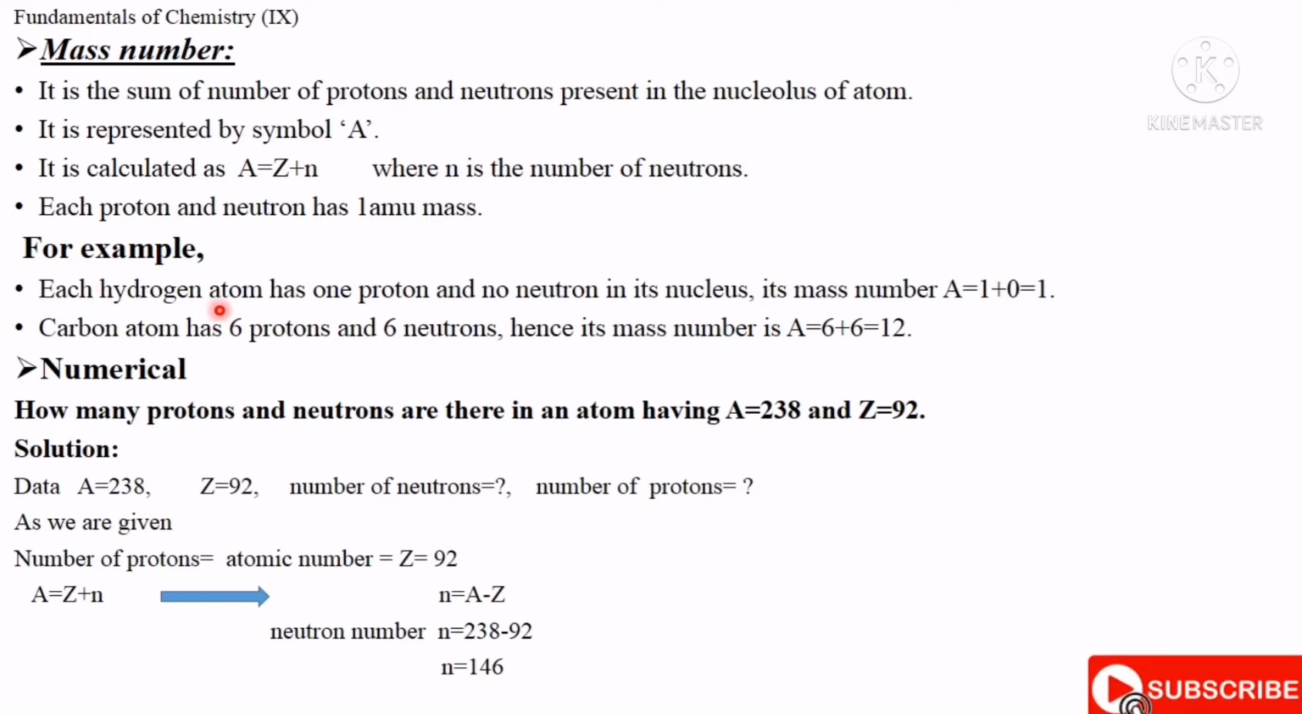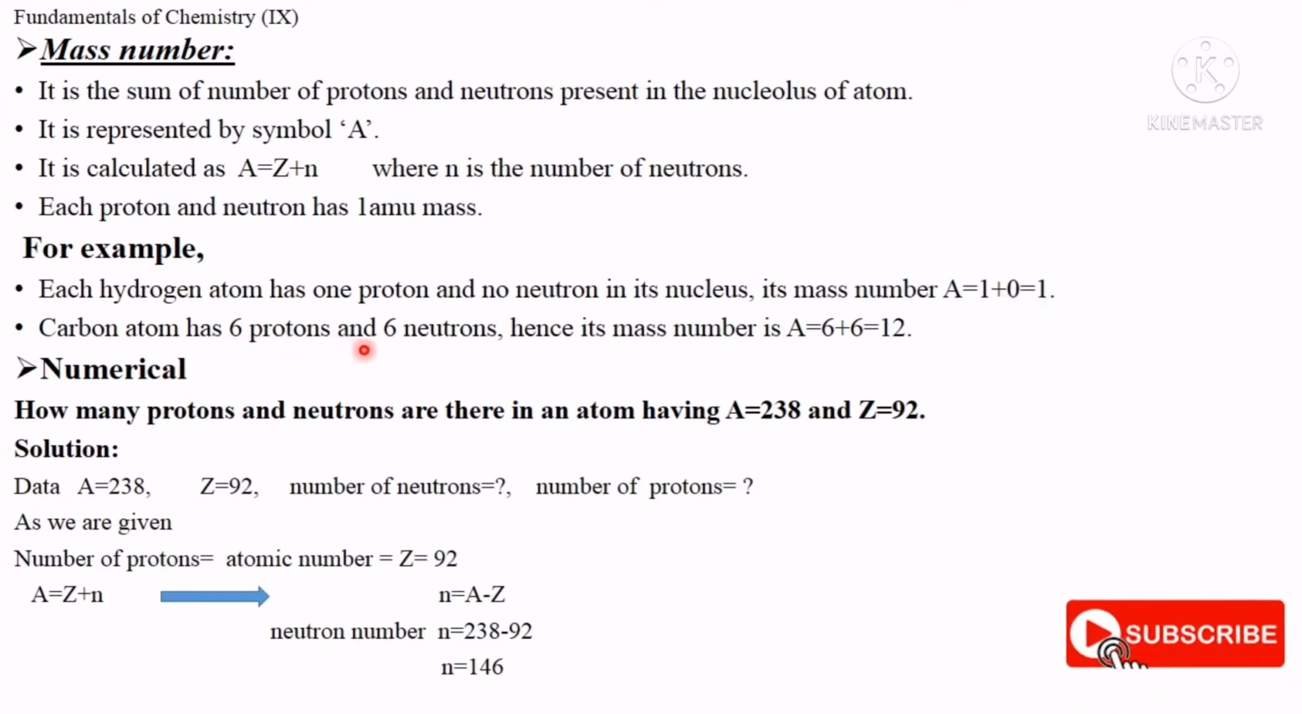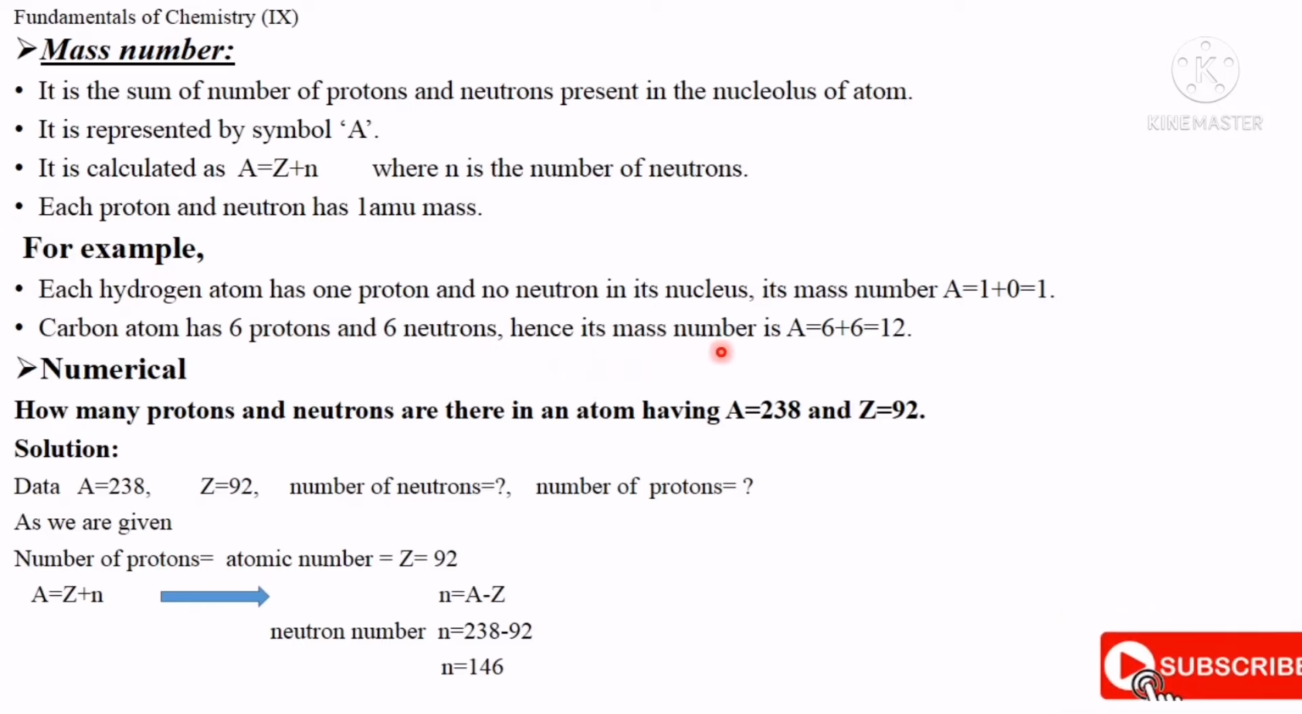For example, each hydrogen atom has 1 proton and no neutron in its nucleus, so its mass number is equal to the atomic number or proton number plus neutron number. As we have 1 proton, so 1 plus no neutron, so 1 plus 0 is 1. In case of carbon, that has 6 protons and 6 neutrons, so its mass number is equal to the number of protons plus the number of neutrons. 6 plus 6 is equal to 12.